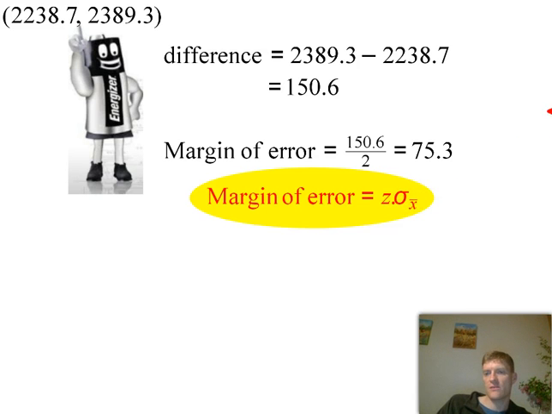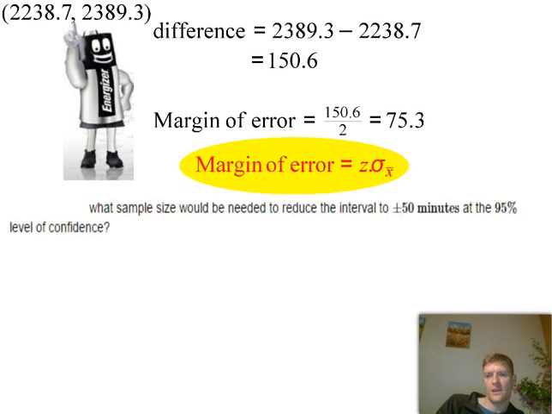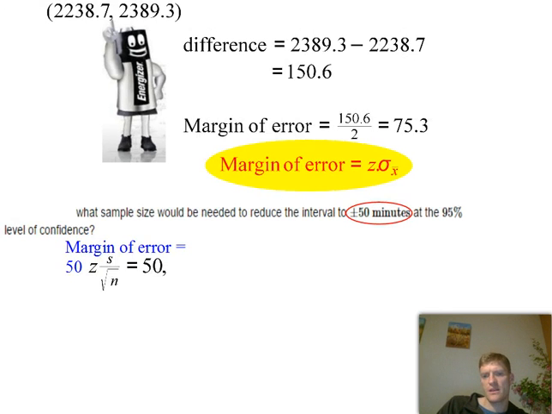So that quantity there is what we define as the margin of error. Alright, so let's consider that idea in a question. What sample size would be needed to reduce the interval to a plus or minus 50 minutes at a 95% confidence interval? So that plus 50 minutes is our margin of error.